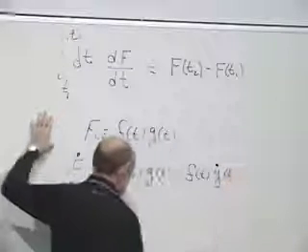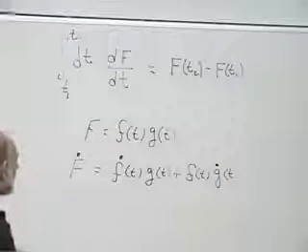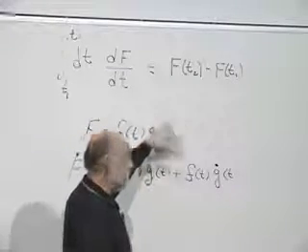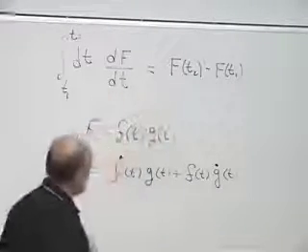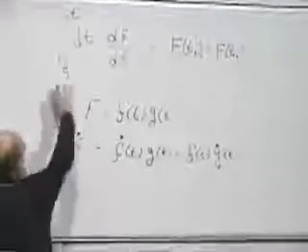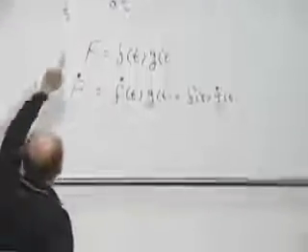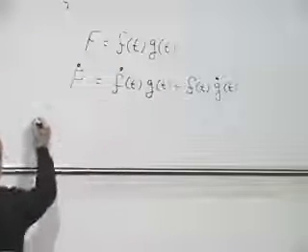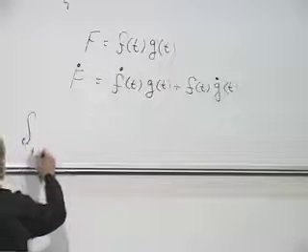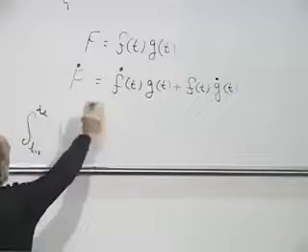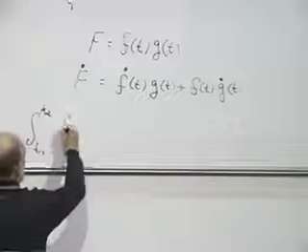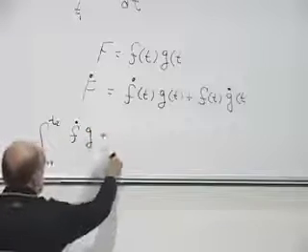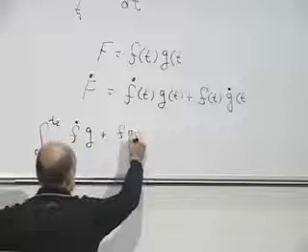This is the rule for taking the derivative of a product. Derivative of a first factor times the second, plus the derivative of the second factor times the first. So let's apply that rule up there. F dot just means dF/dt. And what it tells us is that the integral from t1 to t2 of f dot g plus f g dot.